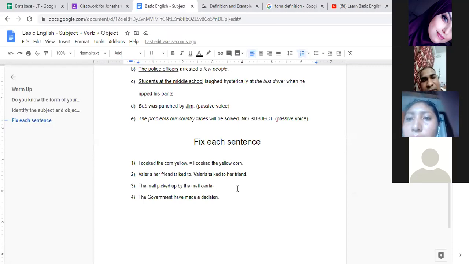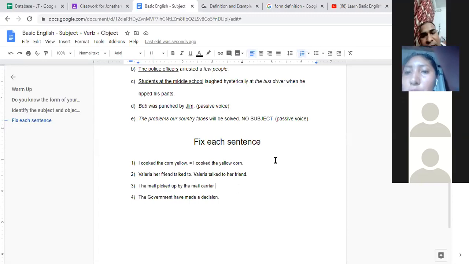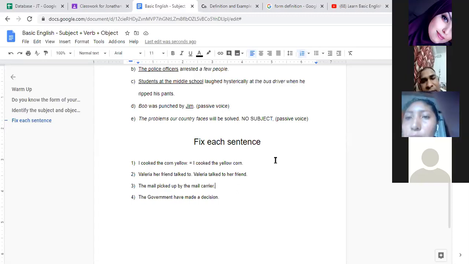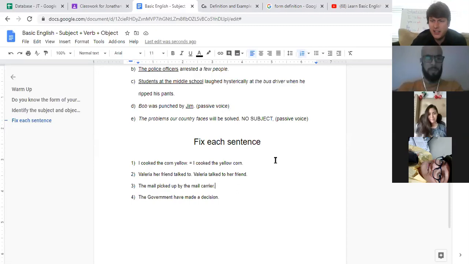Okay, number 3, the mail picked up by the mail carrier. Let's remember our lesson from the passive voice that we just talked about. Number 3, there is a mistake that needs to be fixed here. The mail picked up by the mail carrier. Amel, go for it, Amel.